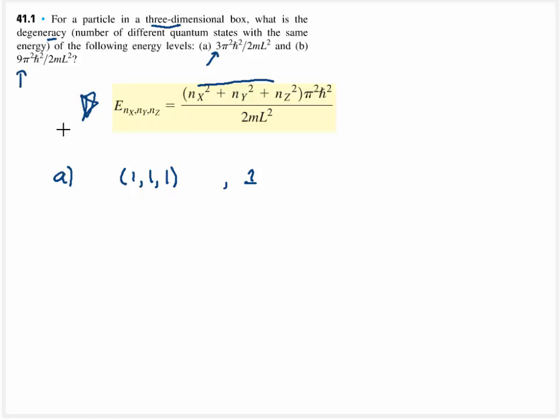Now, in part B, how do we get a 9 right out there? Well, a couple different states are going to fit this. We could have nx equal to 2, ny equal to 1, and nz equal to 1. We could also fit this by having nx equal 1, ny equal to 2, and nz equal to 1. That would give us a 9 right there. Or we could have 1, 1, and 2. And so this one is going to have a degeneracy of 3.